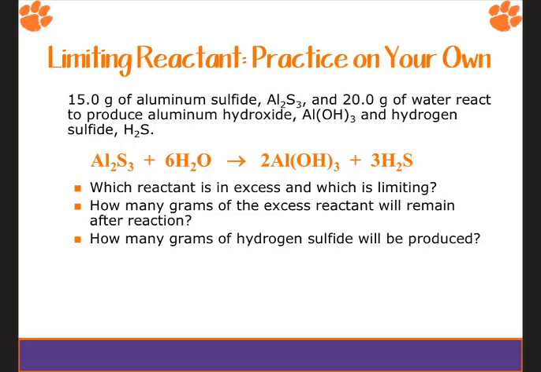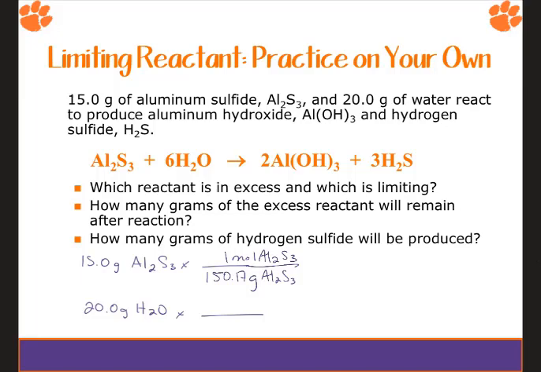All right, so the first question asks which is excess and which is the limiting reactant. So again, we've got to take our 15 grams of Al2S3 and our 20 grams of H2O. And we've got to first convert these to moles. Now, they don't give us the molar masses for these, so we have to calculate these ourselves. So for aluminum sulfide, we have about 150.17 grams in 1 mole. Again, putting grams on the bottom to cancel with grams on the top. For water, it's about 18 grams of H2O in 1 mole. Grams on the bottom to cancel with grams on the top.